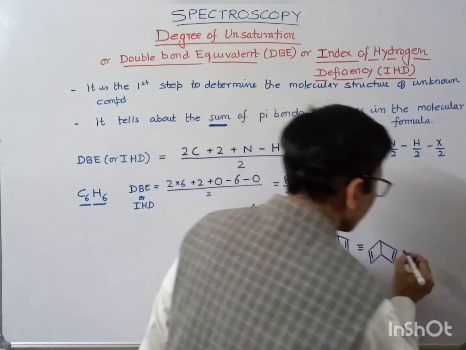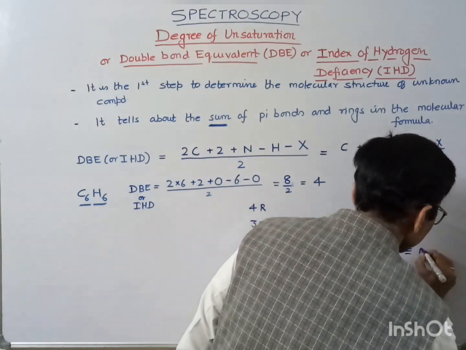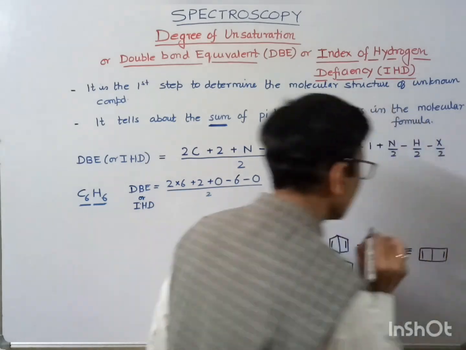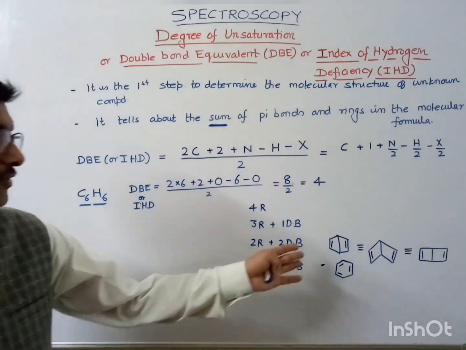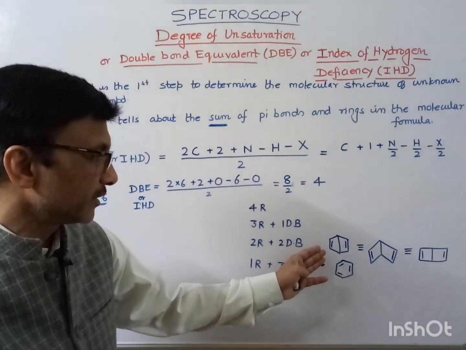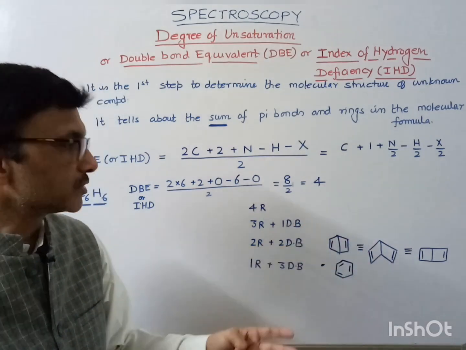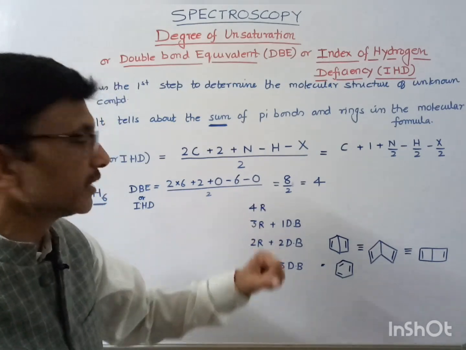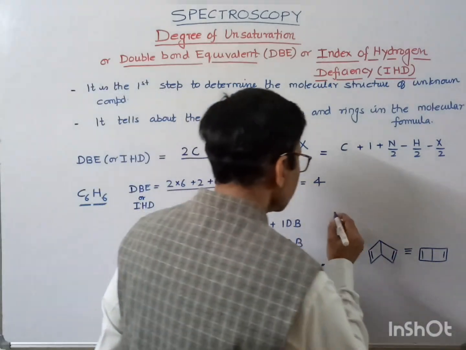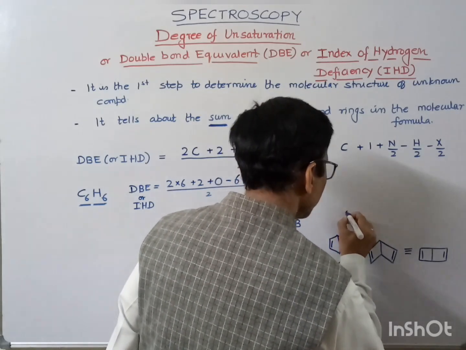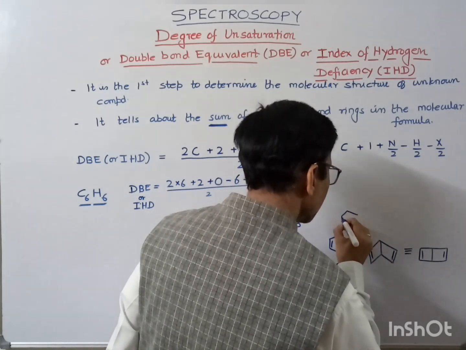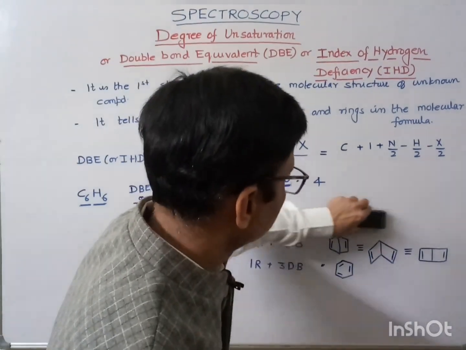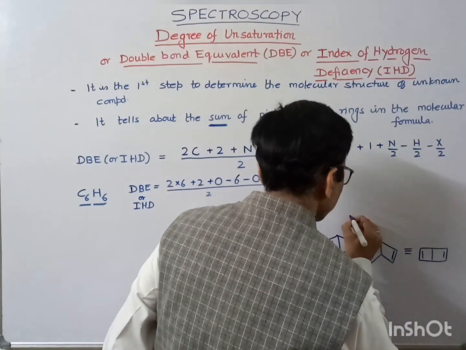Or otherwise we may also represent it in this way. We may represent it in this way also. So these are different ways of representation. When a total of 9 bonds are present, we can represent the structure in different ways. And now if it has 3 rings and 1 double bond, we can represent this one as follows.